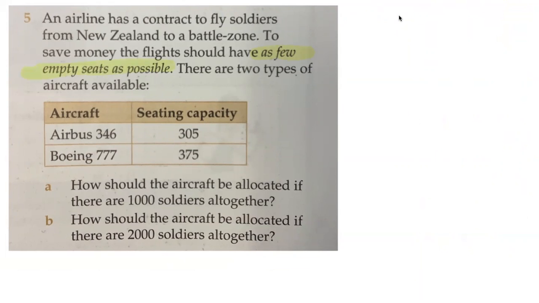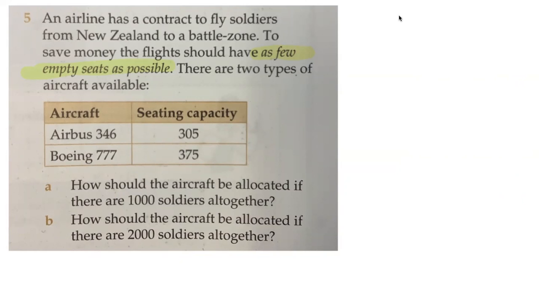And then it tells us that there are 2 types of aircraft that we can use, an Airbus and a Boeing. So it's very convenient, one starts with A and the other is B. That's very nice when we're doing maths, that we can just reduce that to A and B. And it's got a seating capacity. We're just going to do A to start with, and then later on you can have a go at B. How should the aircraft be allocated if there are 1,000 soldiers all together?